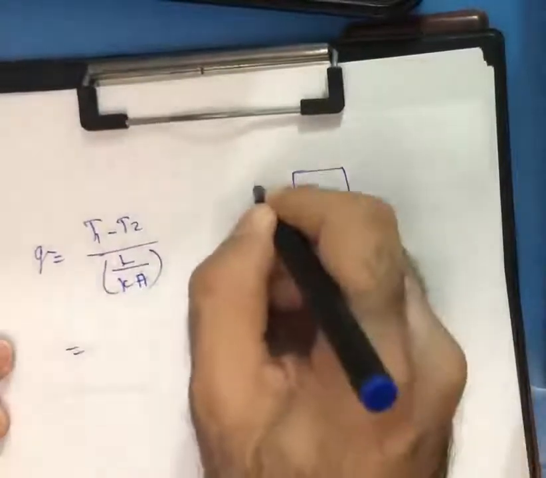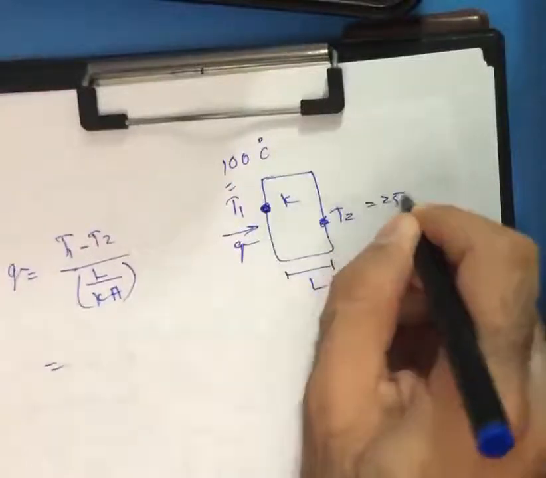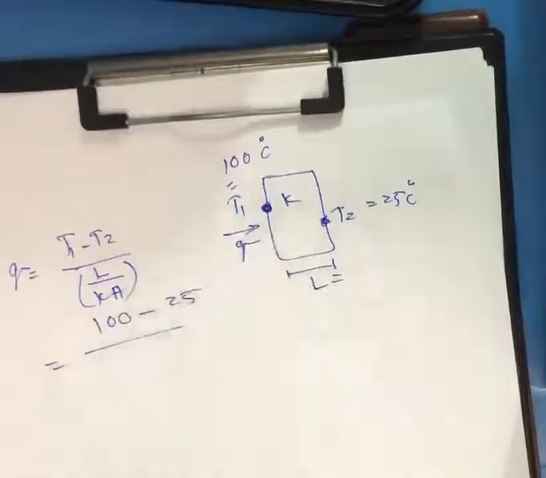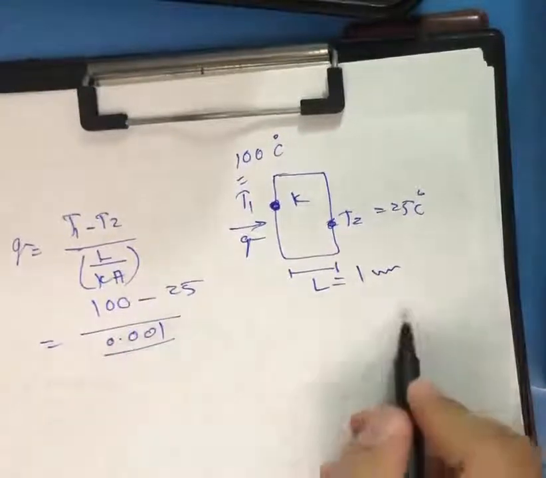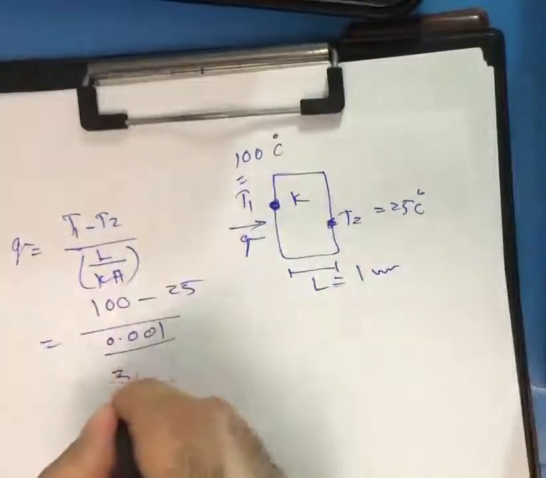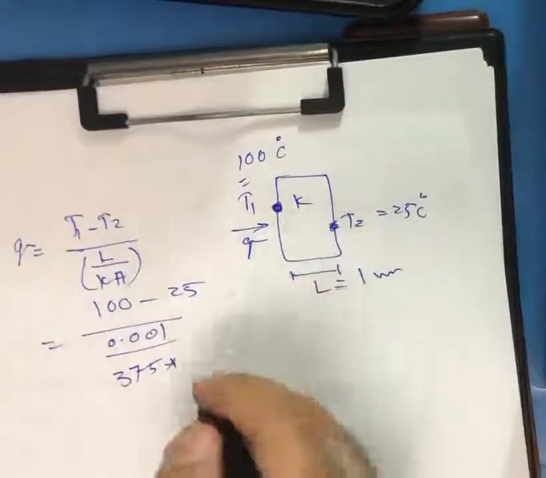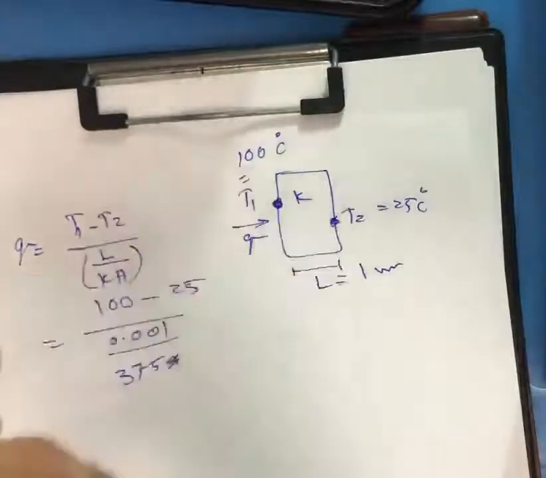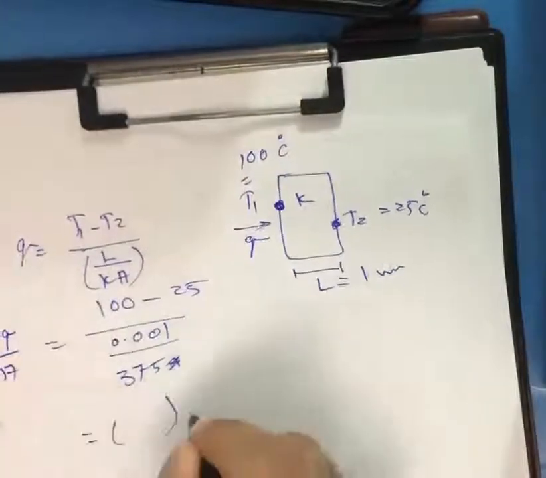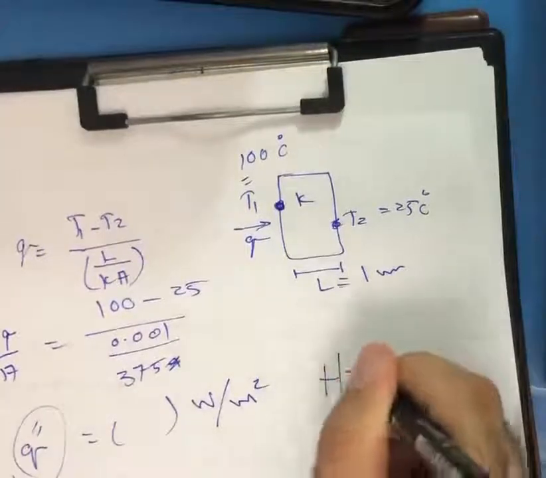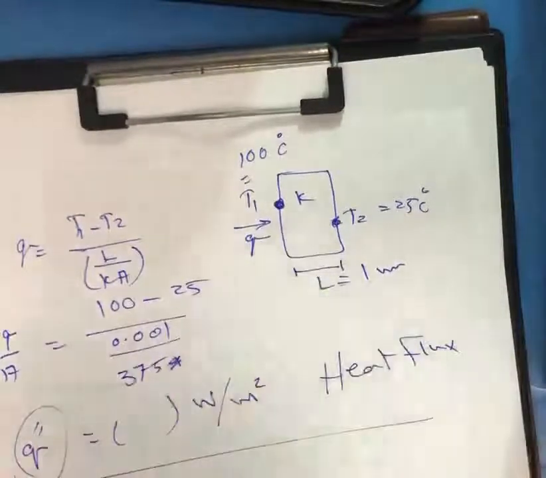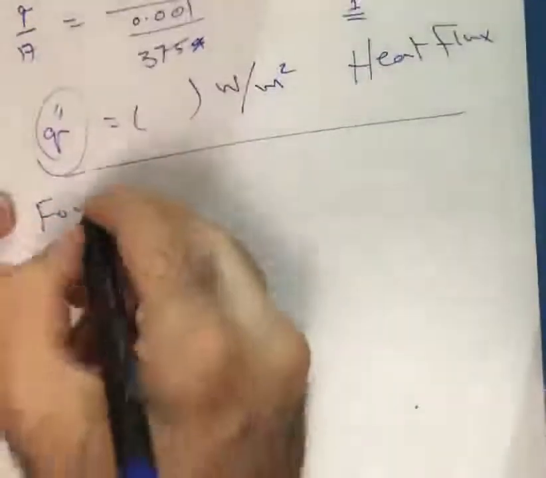We have some values, for example, this is 100 Celsius, this is 25 degrees Celsius, so 100 minus 25 divided by the length of the plate, let us say 1 millimeter, so it will be 0.001, converting millimeter to meter, divided by thermal conductivity, let us say 375, multiplied by the area. If we want the heat flux, we have Q divided by area, and I will find the value in watt per meter squared, as I illustrated in the previous lecture, and we denote this as heat flux. This is very simple if we have one plane wall. Then how can we calculate this Q, heat transfer or heat flux, for a composite wall?